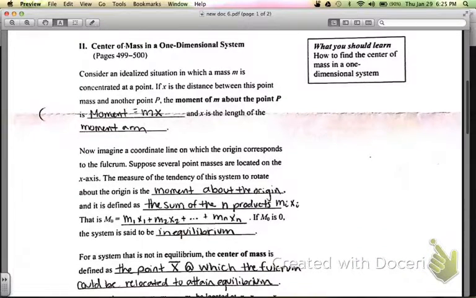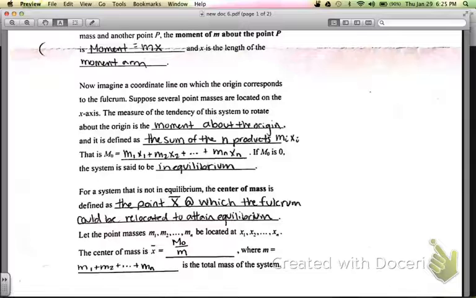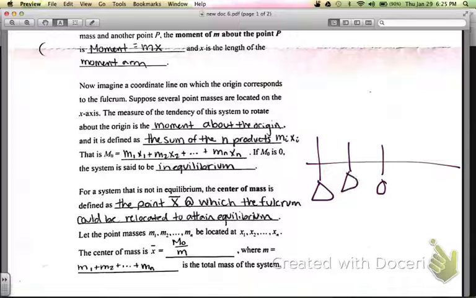It says, now imagine a coordinate line on which the origin corresponds to the fulcrum. Suppose several point masses are located on the x-axis. If this is at 0 and you have a mass here and a mass here, you can get all these masses to balance and figure out where the balancing point is going to be, and that's what we're essentially trying to figure out. The measure of the tendency of the system to rotate about the origin is the moment about the origin, so it's called the moment. It is defined as the sum of the products m_i x_i, where x is the position, and m is the mass that you're placing at that position.